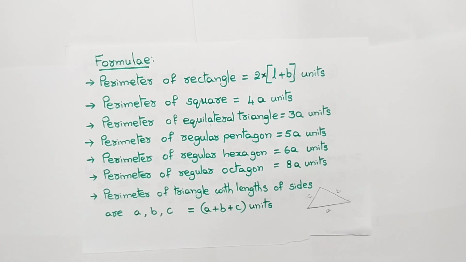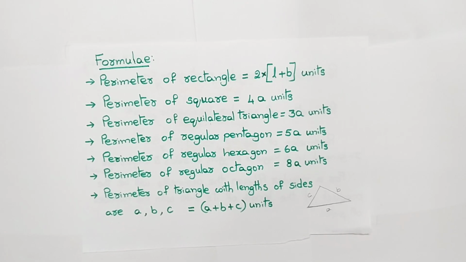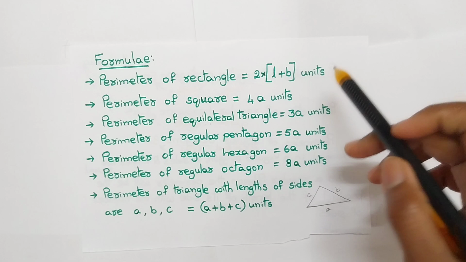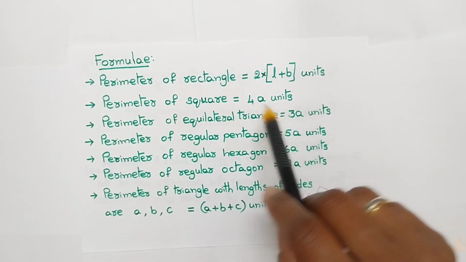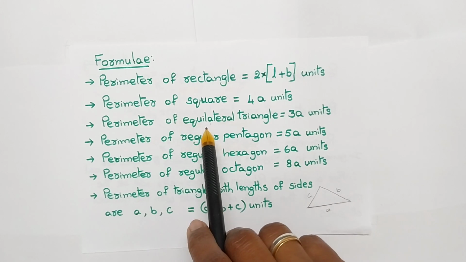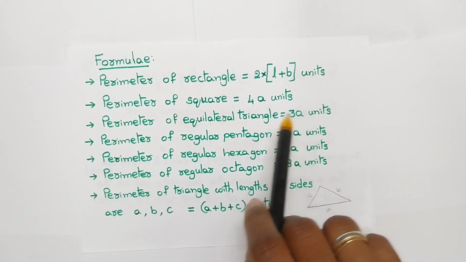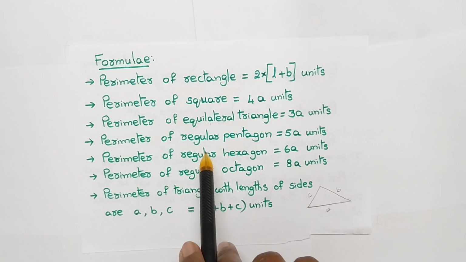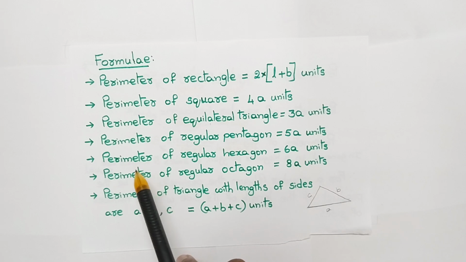Perimeter of rectangle equals 2 into L plus B units. Perimeter of square equals 4A units. Perimeter of equilateral triangle equals 3A units. Perimeter of regular pentagon equals 5A units.